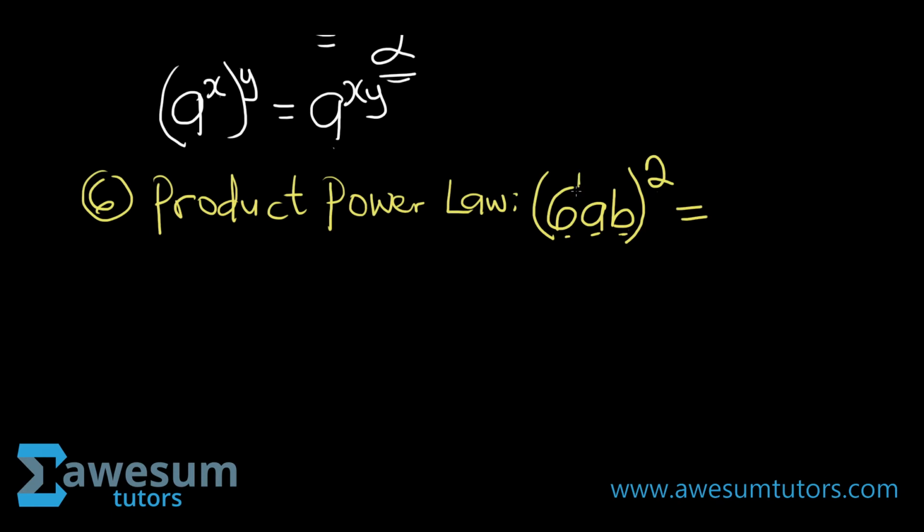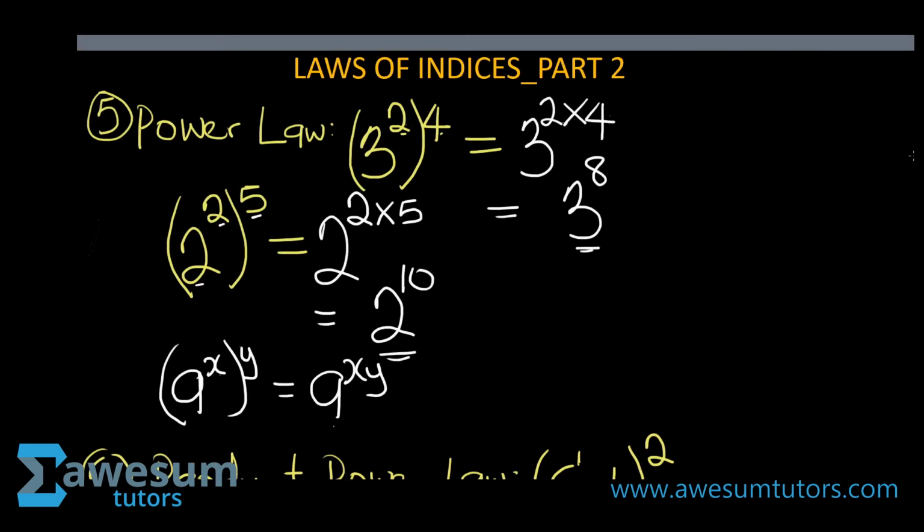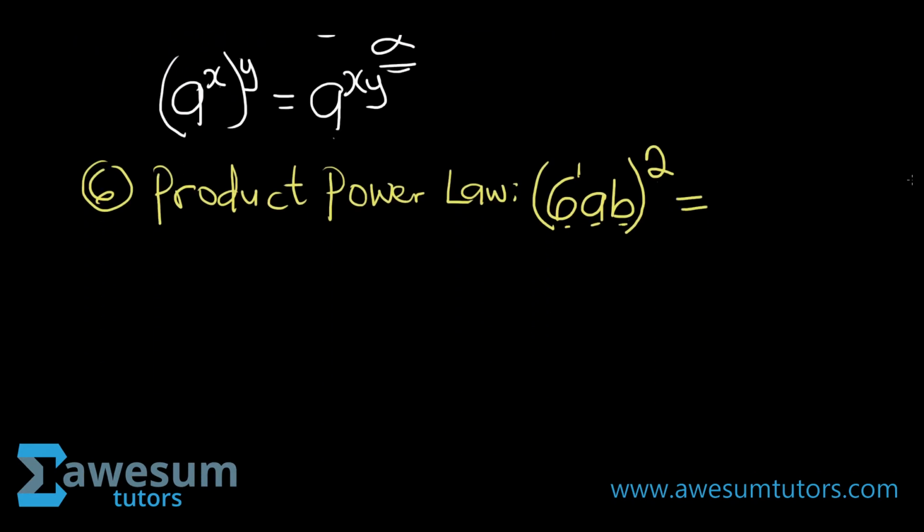If you want to, you can apply the power law that we treated, in which case we multiply the powers. 2 times 4 gave us 8, and then we said 3 raised to the power of 8. The same thing we are going to do here: 6 is raised to power 1, so you're going to have 6, 1 times 2 is 2. Then I can say times a.